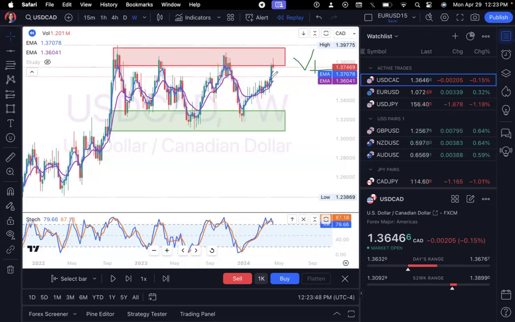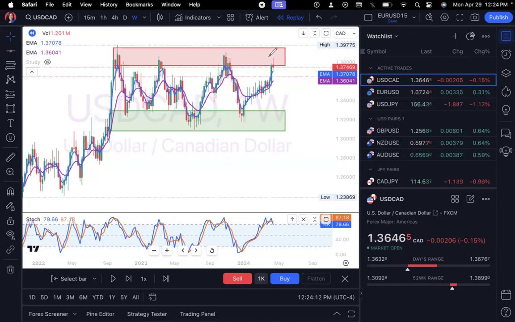Now, my EMAs hadn't quite crossed yet. Typically, if I'm looking for a sell, I'd like to see that my purple EMA has crossed over my blue EMA. In that case, the market will be going down, and we can see two examples of that here. When it's the other way and you see that the blue line crosses above the purple line, that is when the market goes up.